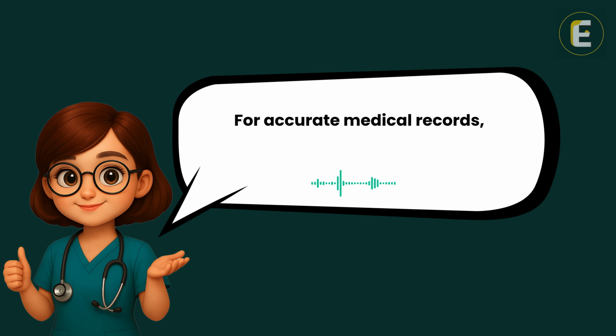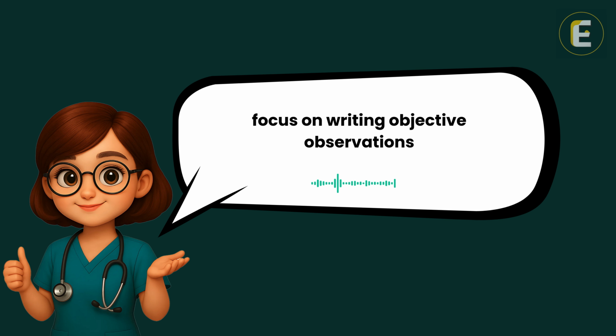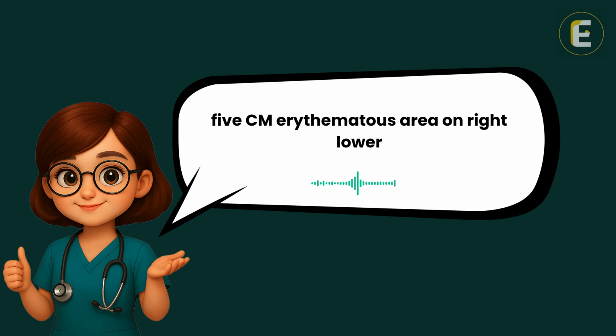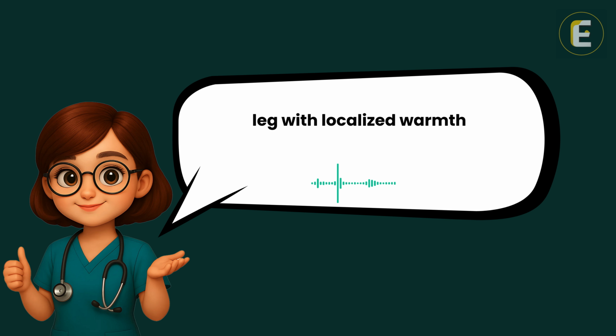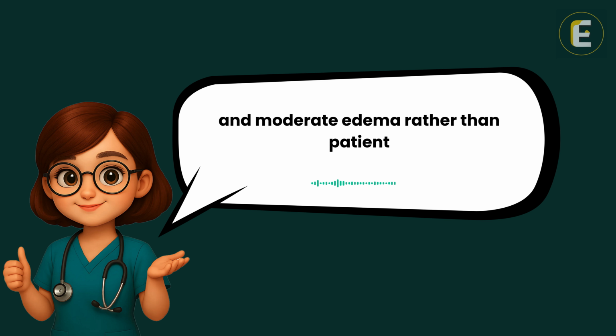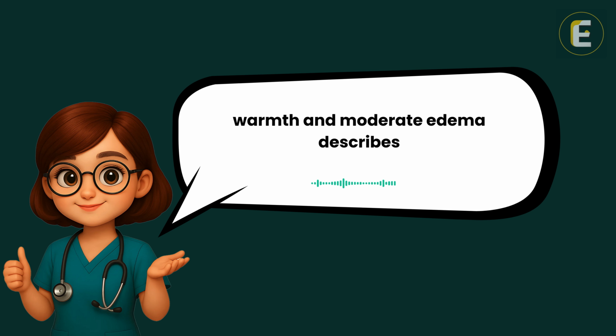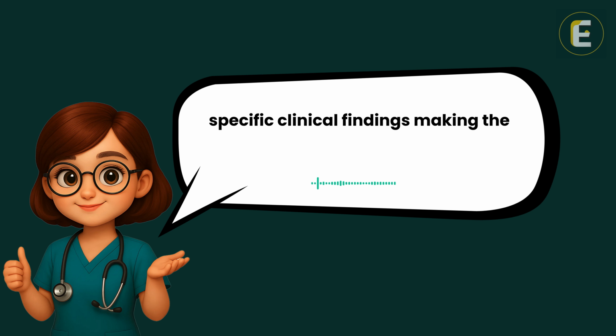For accurate medical records, focus on writing objective observations, which increases accuracy. For example, "Patient presents with 4 cm x 5 cm erythematous area on right lower leg with localized warmth and moderate edema," rather than "Patient has a bad rash on leg." Here, "4 cm x 5 cm erythematous area" gives precise size and appearance, while "localized warmth and moderate edema" describe specific clinical findings, making the record clear and actionable.